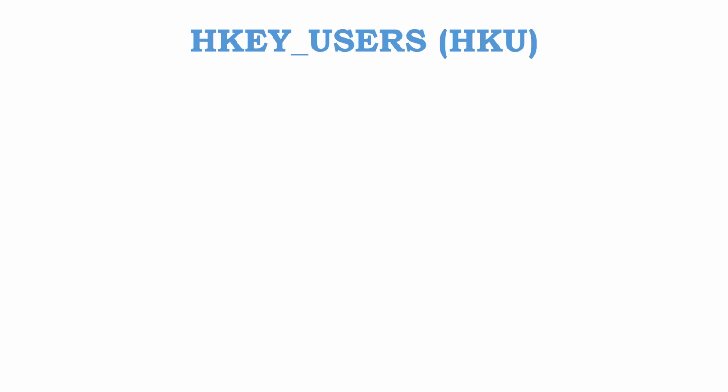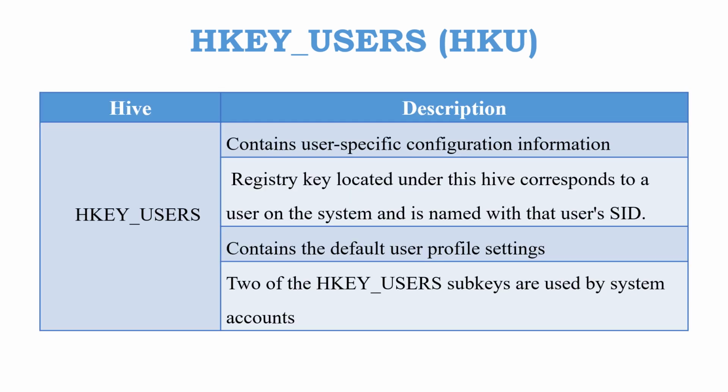So next we'll see users hive. This hive contains the user specific configuration information for all the users which are currently active on the computer. This means the users which are logged in at the particular moment and the other users. The keys under this hive correspond to a user on the system, and it is named with that user's security identifier, that is SID. It also contains the default user settings, and those settings are stored in the default key under this hive, and it's a local system account.